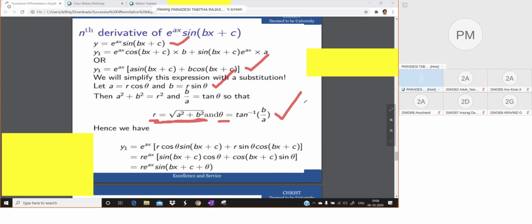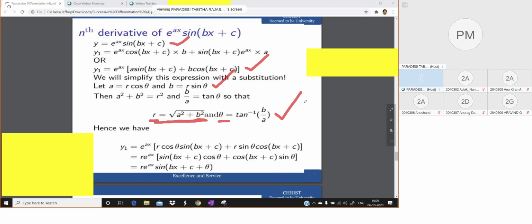Just a substitution. Wherever a is there, r cos theta. Wherever b is there, r sine theta. If that is the case, what is the relation between a, b, and r? You said a square plus b square will become r square, or in other words, r is equal to square root of a square plus b square. And then you divide b by a. This is substitution. For a derivation of this kind, this is the approach they take. They use the polar coordinates and write it. Beyond this, I don't have an explanation.